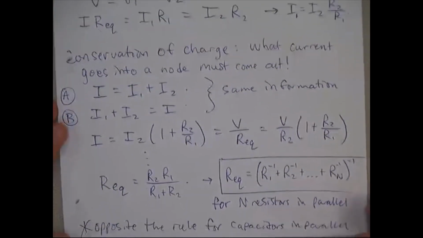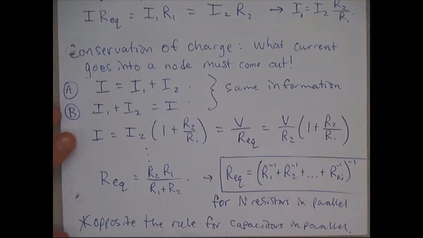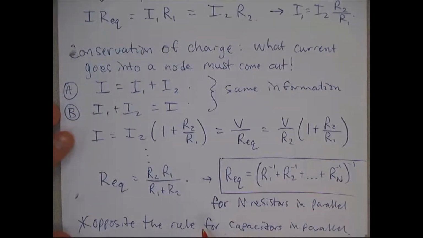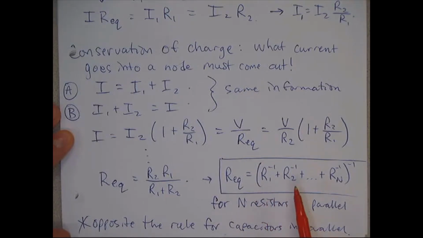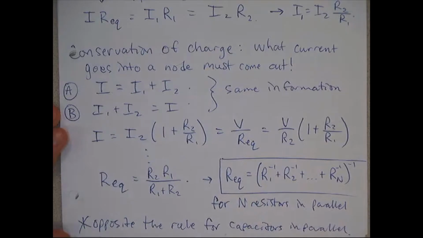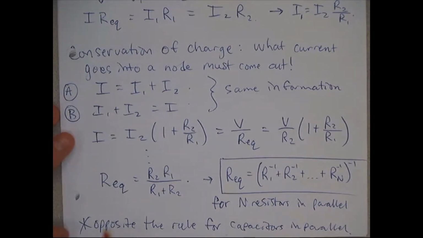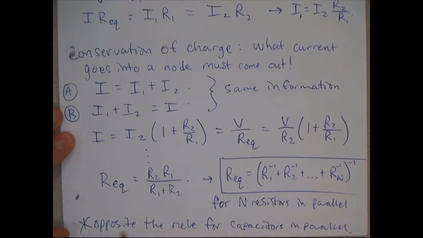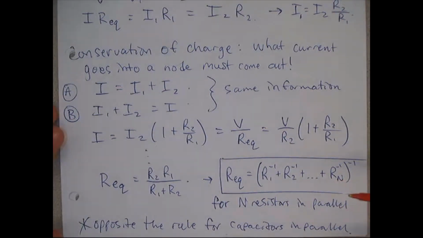And just like we saw for capacitors in series, the equivalent resistance will be smaller than the smallest resistance that goes into this parallel configuration. And of course, now you can see that the math is opposite for the rule that we got for capacitors in parallel. That was just simple addition of the capacitance.